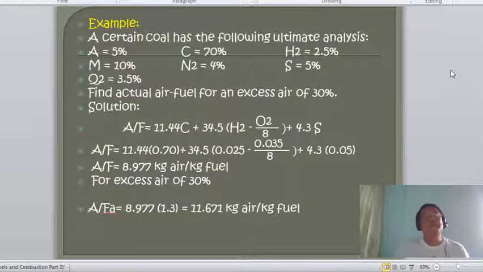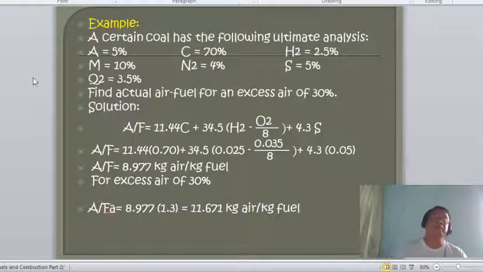Another example, class. A certain coal has the following ultimate analysis. Ash is 5%, carbon is 70%, hydrogen is 2.5%, moisture is 10%, nitrogen is 4%, sulfur is 5%, and oxygen is 3.5%. So find the actual air fuel ratio for an excess air of 30%.